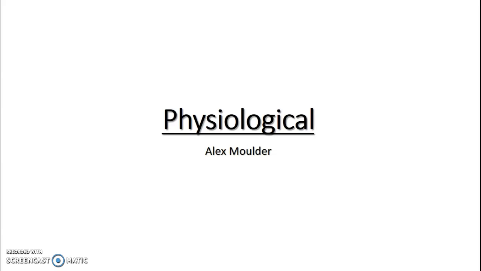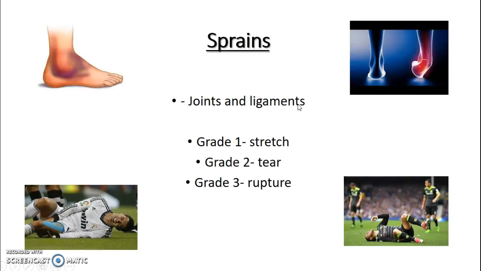This is my 15.2 injuries physiological video. So this is what actually physically happens to your body and what your body goes through during an injury. Different types of injuries as well. Okay, so the first one is sprain.